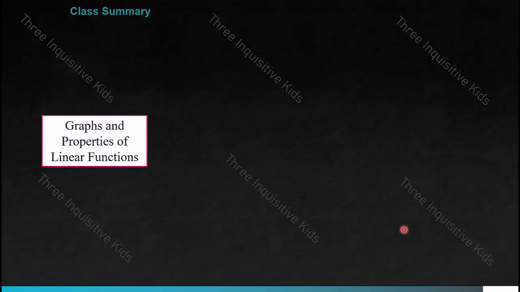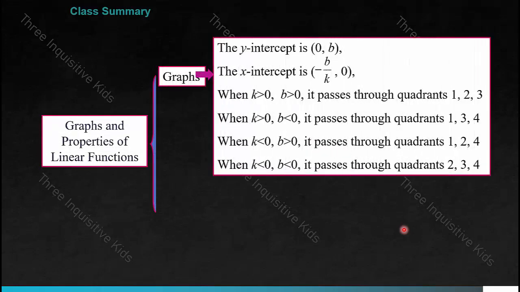Class summary. So we're almost there, just hold on a sec. Graphs and properties of linear functions. Graphs. We know the y-intercept is (0, b), and the x-intercept is (negative b over k, 0). These are just really basic things that we kind of expect you to know because, when someone gives you a relational expression, they ask, oh, what is the x-intercept? You should be able to just know.